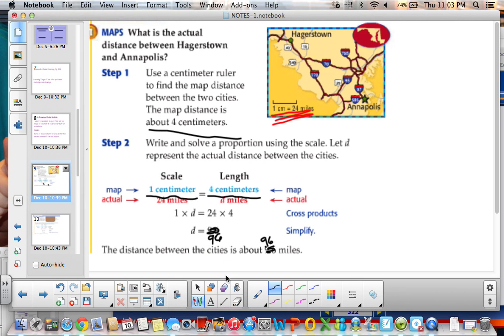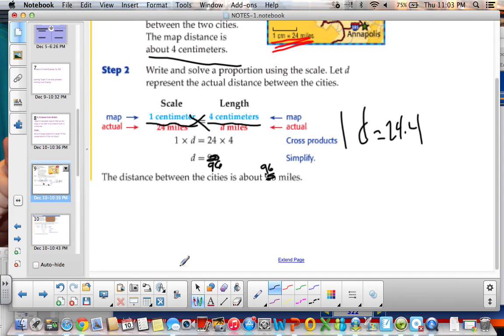So then if we multiply our cross products, we would go 1 times d and 24 times 4. So we would have 1d equals 24 times 4. And then right over here, 1d is the same as d. 24 times 4 is 96. So it means that in real life, it is 96 miles between Hagerstown and Annapolis.